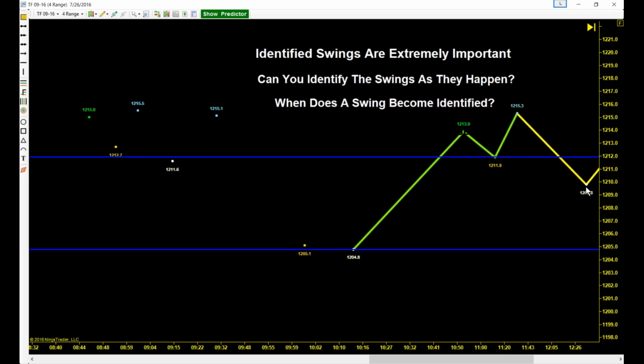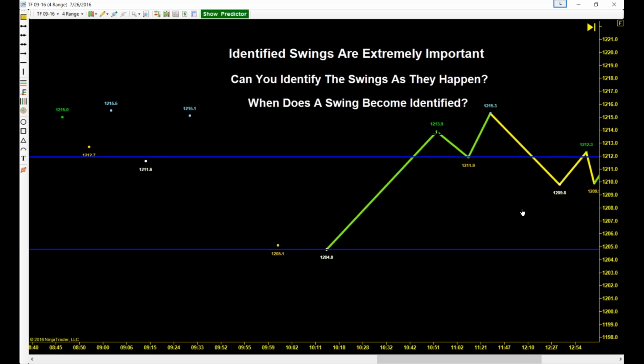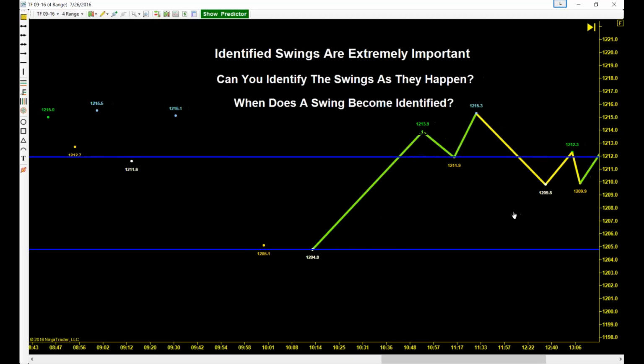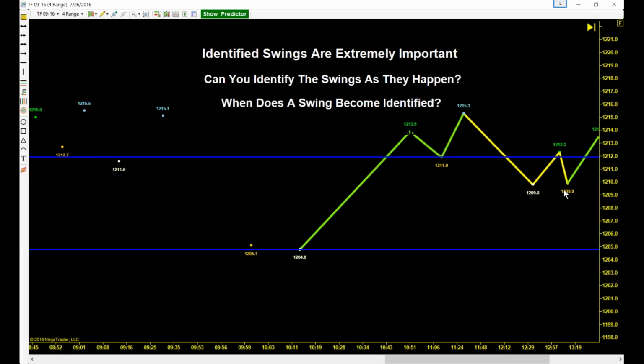Now we've got a low here. Is this actually an identified low swing? It's not yet, is it? Because we haven't had any thrust to the upside. Okay, now watch. You're starting to get a little higher low right there. Now, is this an identified swing at 1209.90 now? Now it is. That's correct. That absolutely is correct. So that's what you've got to really, really learn to start seeing on your charts, because identified swings will make a huge difference in how you trade and how you make money every single day.